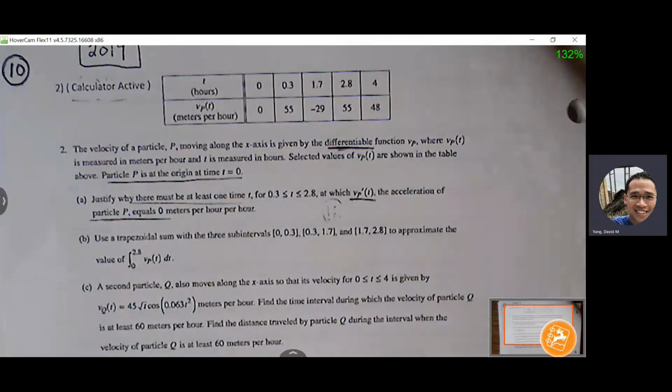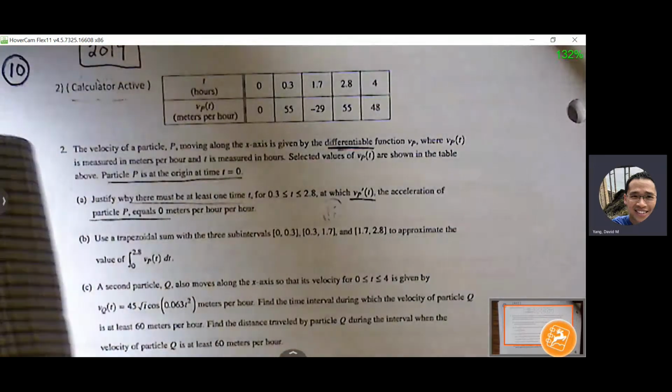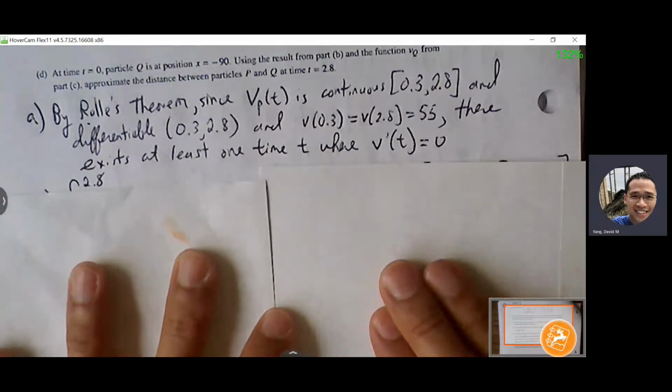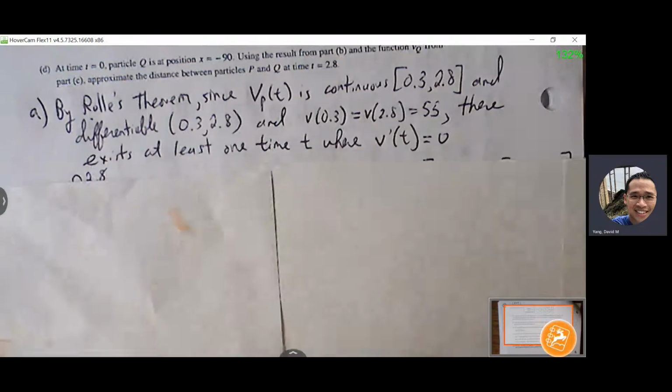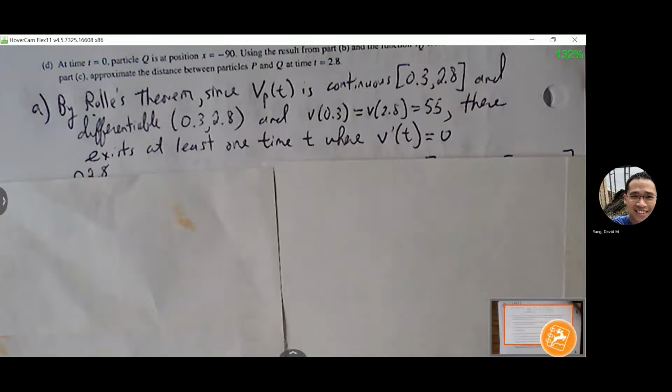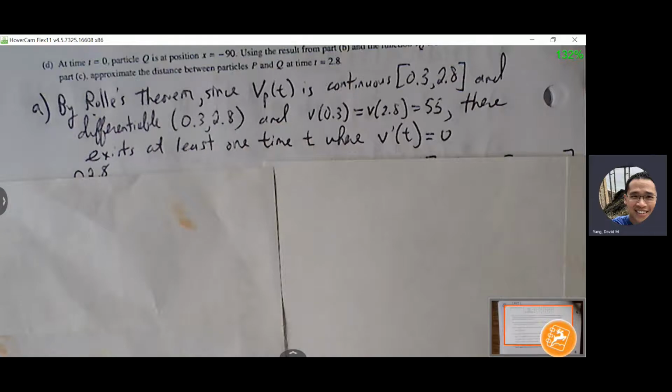Okay, so I should be able to write that out. So by Rolle's theorem, since my velocity is continuous and differentiable, and we have our endpoints giving us the same velocity, then there must exist at least one time where my v prime, or my acceleration, is equal to 0.